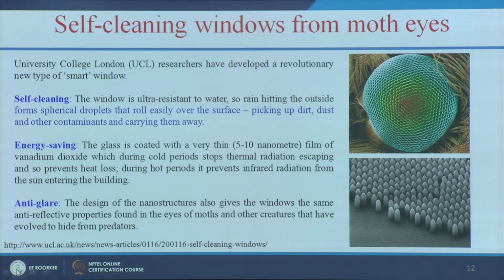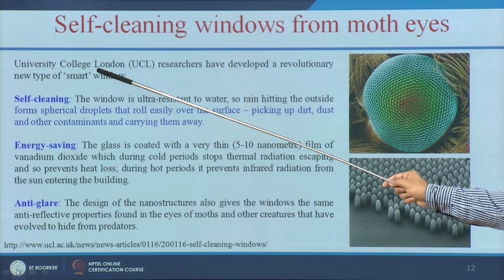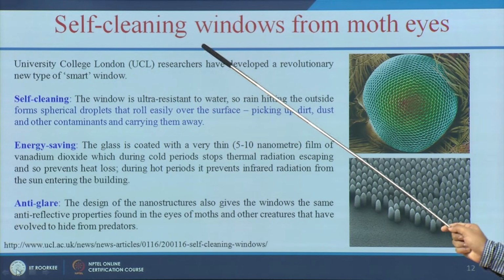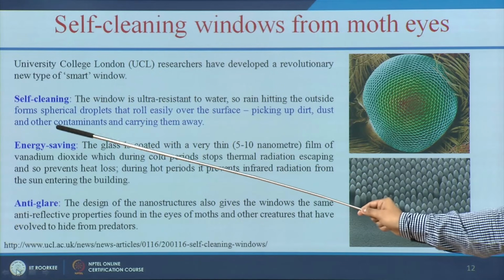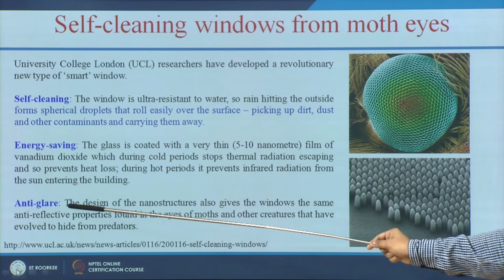So let us see another example, moth eyes. If you see these moth eyes, we can develop similar kind of nanomaterials. University College London researchers have developed a smart window based on the moth eyes. So they imitated these moth eyes and they have made a nano structure similar to that, and this nano structure has all these properties like self cleaning, energy saving and anti-glare property.